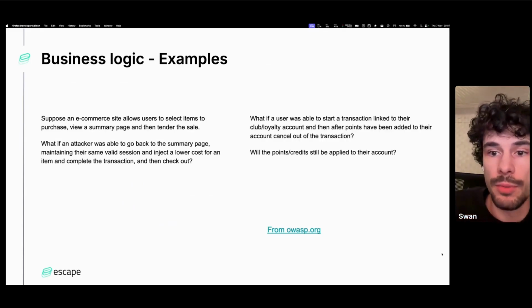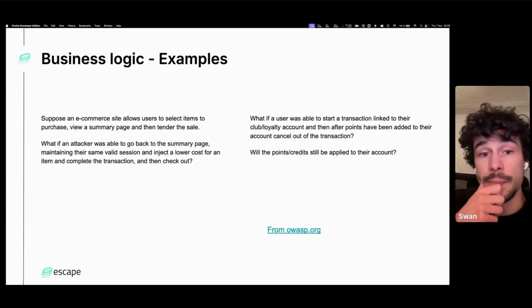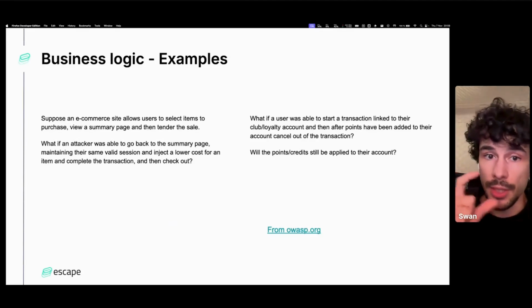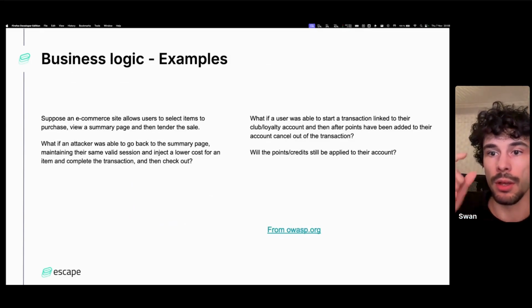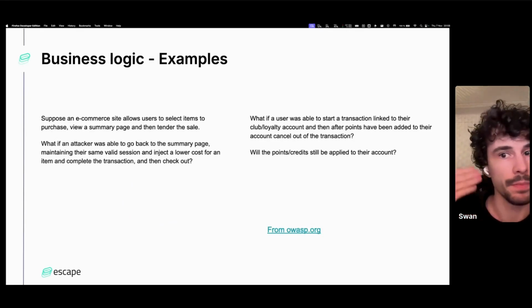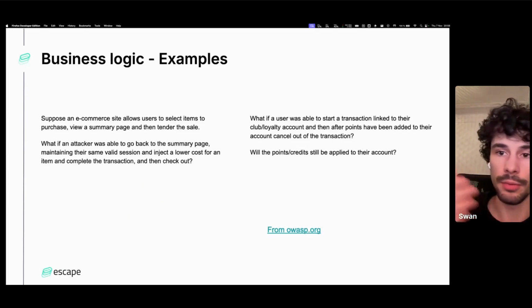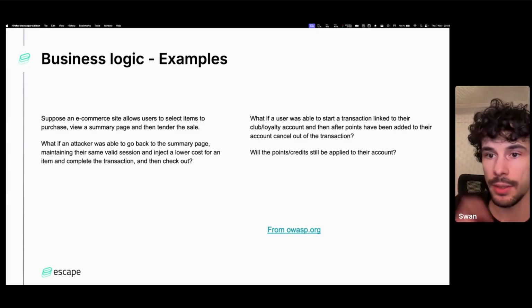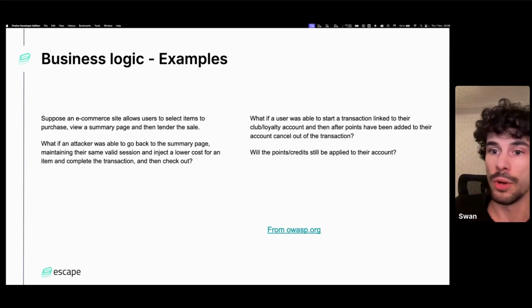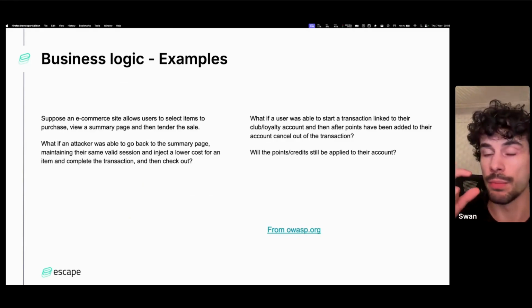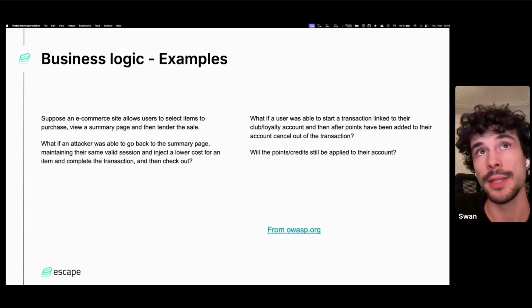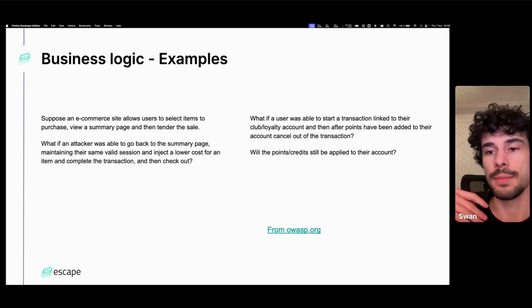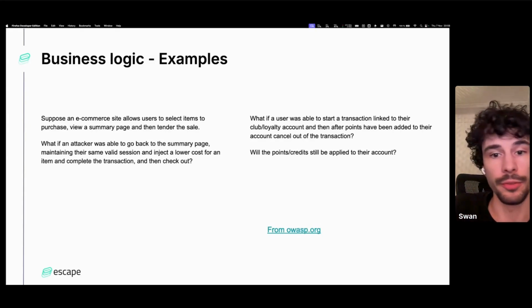Another great example could be a loyalty system. Let's say you are able to start a transaction and you get loyalty points on this, but then you cancel the transaction. What happens with your loyalty points? Can you still spend them? And so on. You can imagine dozens of business logic test cases. Let's say you are trying to make a payment, but you input a negative amount. What will happen? All of these are business logic scenarios that need to be understood by the scanners and can't be managed with static requests and a brute force approach.